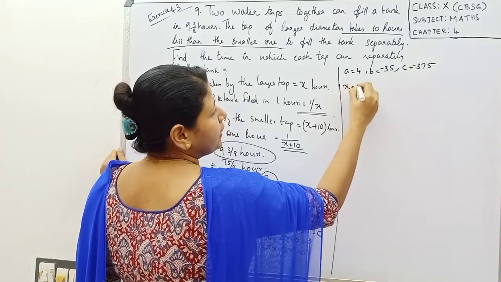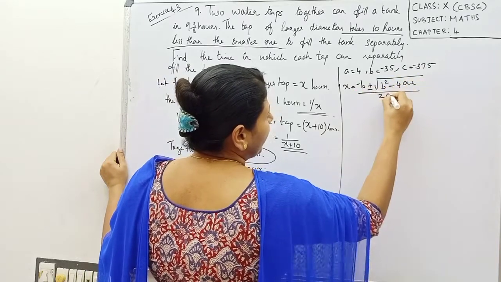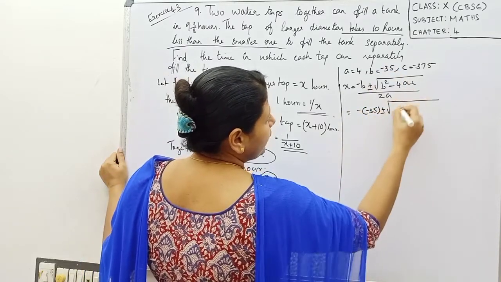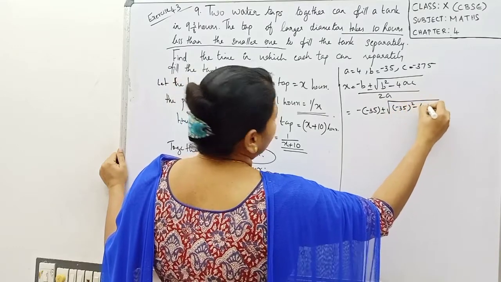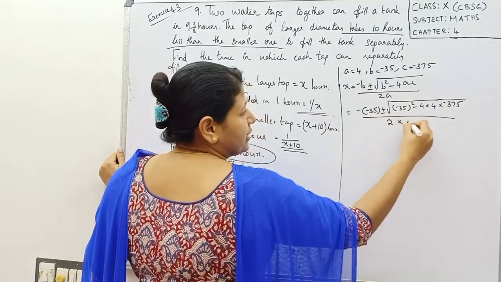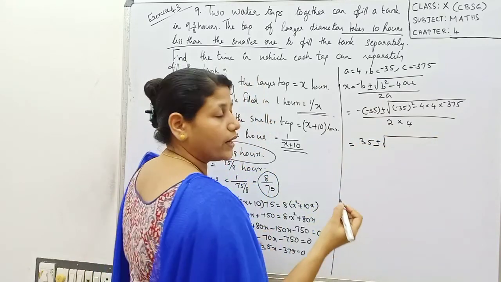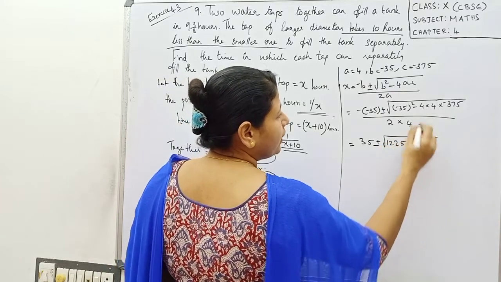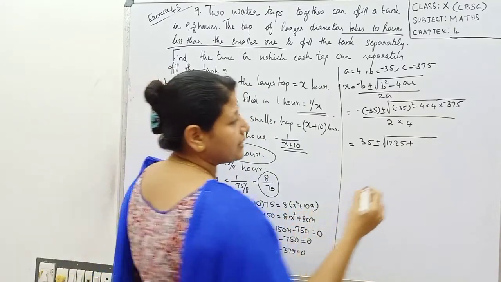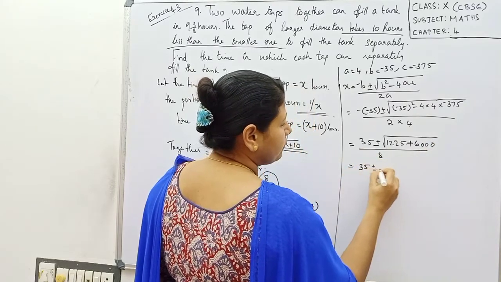Now we can use x equal to negative b plus or minus root of b square minus 4ac, by 2a. Negative of negative b is 35, plus or minus root of b square, which is negative 35 square, minus 4 into a, which is 4, into c, which is negative 375, by 2 into a, which is 4. So this is 35 plus or minus square root of 35 square, which is 1225, negative into negative is positive, 4 into 4 is 16, 16 into 375 is 6000, by 8.